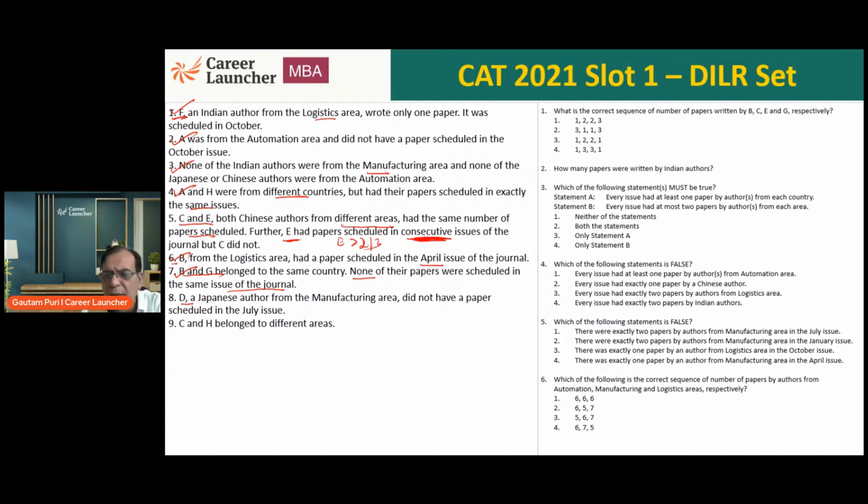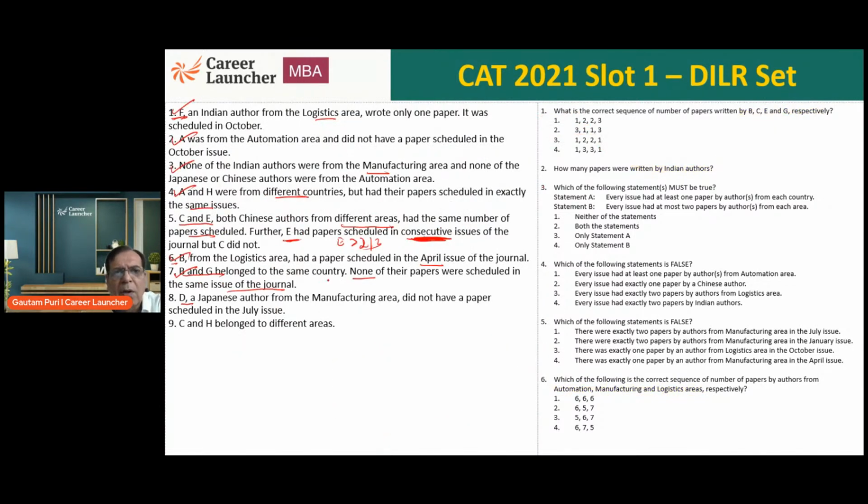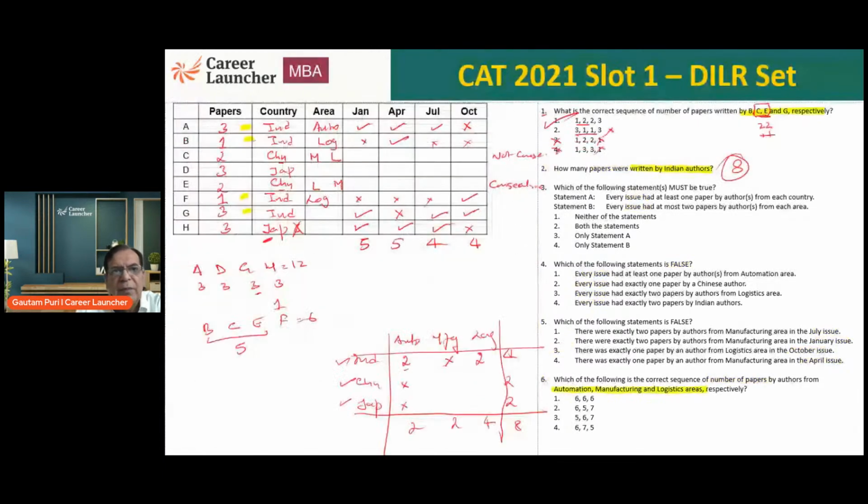D, a Japanese author, we have already found that. D, a Japanese author from the manufacturing area. Okay. D is a Japanese author from manufacturing. Okay. Now, who's the other Japanese author? The other Japanese author is H. So if we have 1 person from here, the second could also be here. We'll see. No, cannot be.